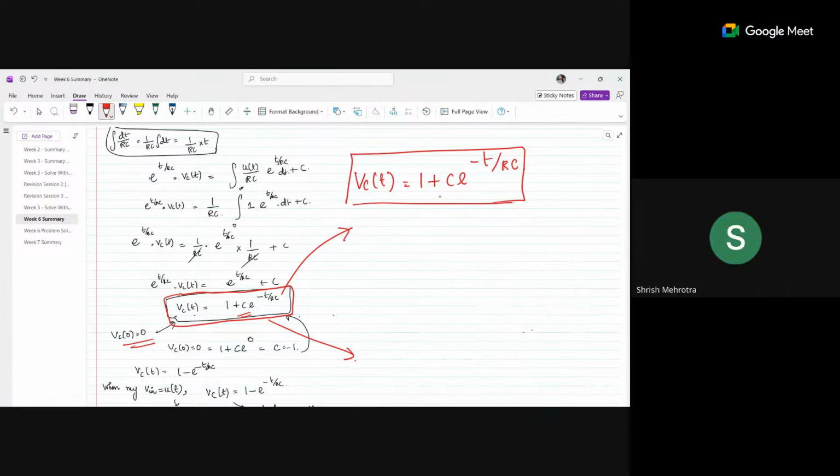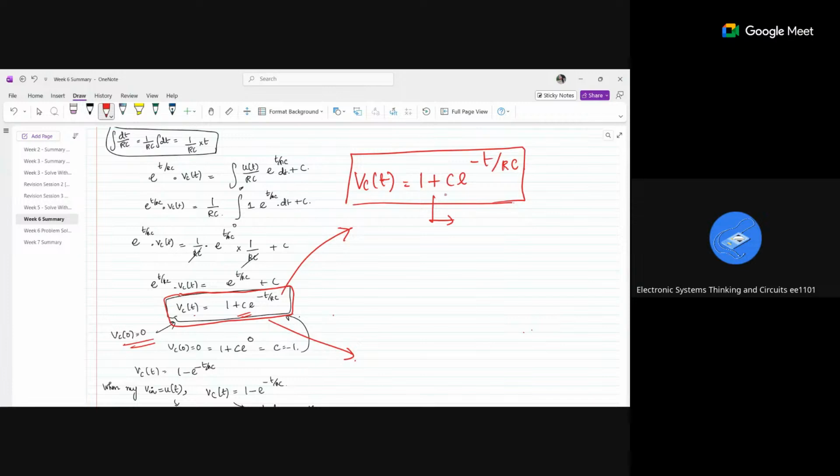Okay, ma'am, and this is basically the main formula to find Vc of t for an RC circuit. Ma'am, the derivation is not very important, right? You can't say that. You don't have to memorize the derivation, but you should understand how the subsequent steps are coming from the previous steps. That is enough.